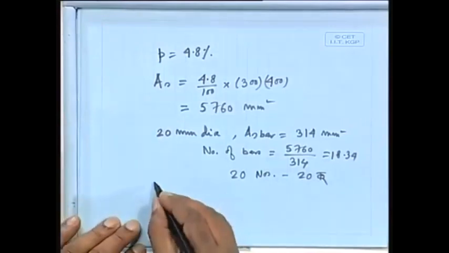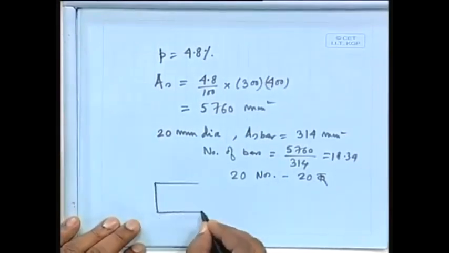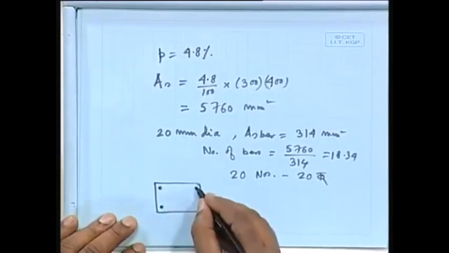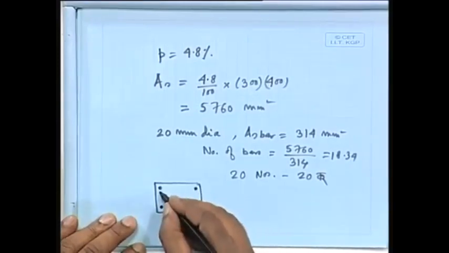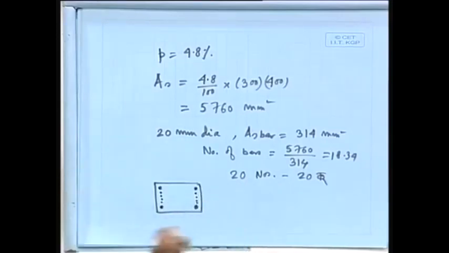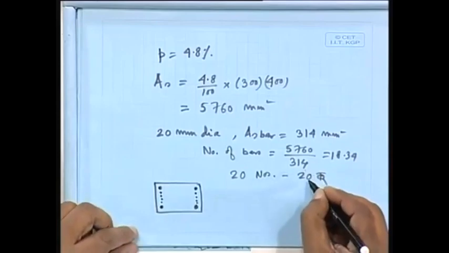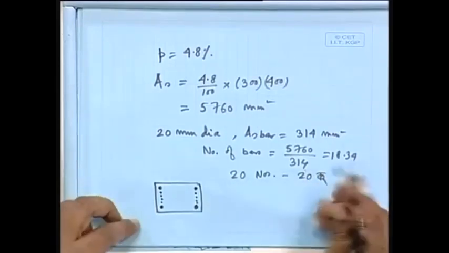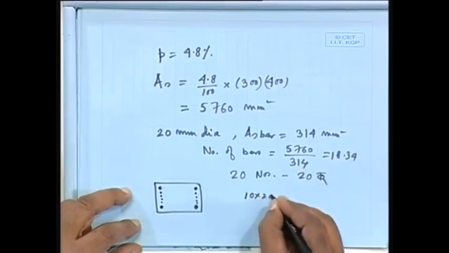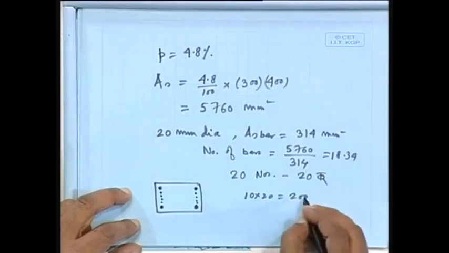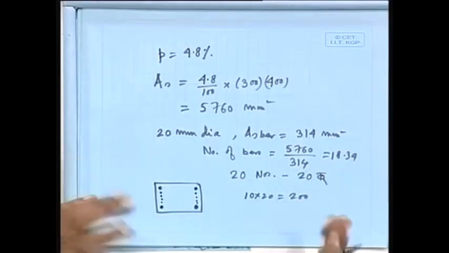So that means what we have to provide? We have to provide the reinforcement along this. So 10 numbers this side, 10 numbers this side, like this. So what are the difficulties here? Let us assume that we shall provide 10 numbers. So 10 times 20, which comes as 200 millimeter.